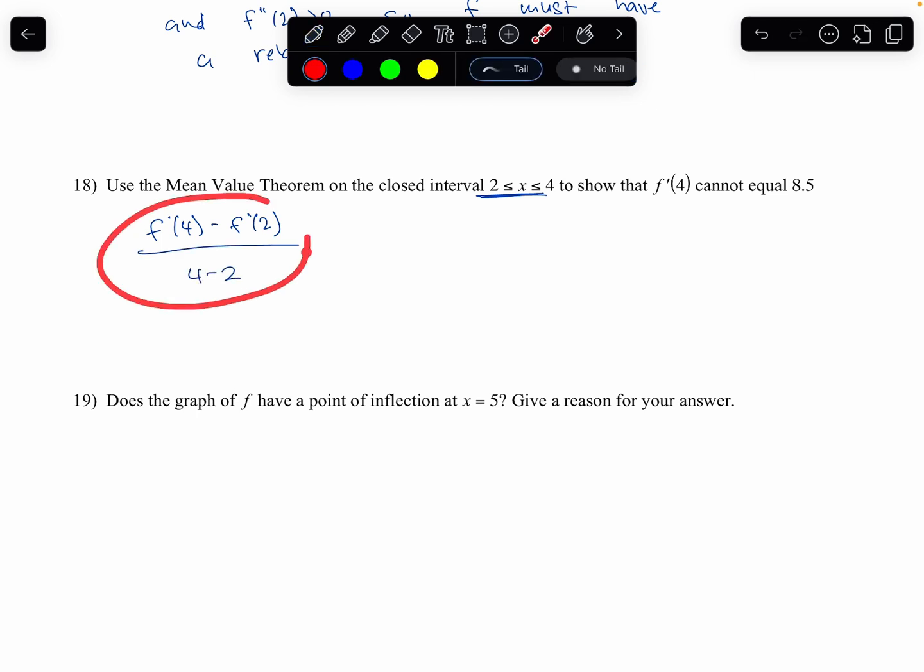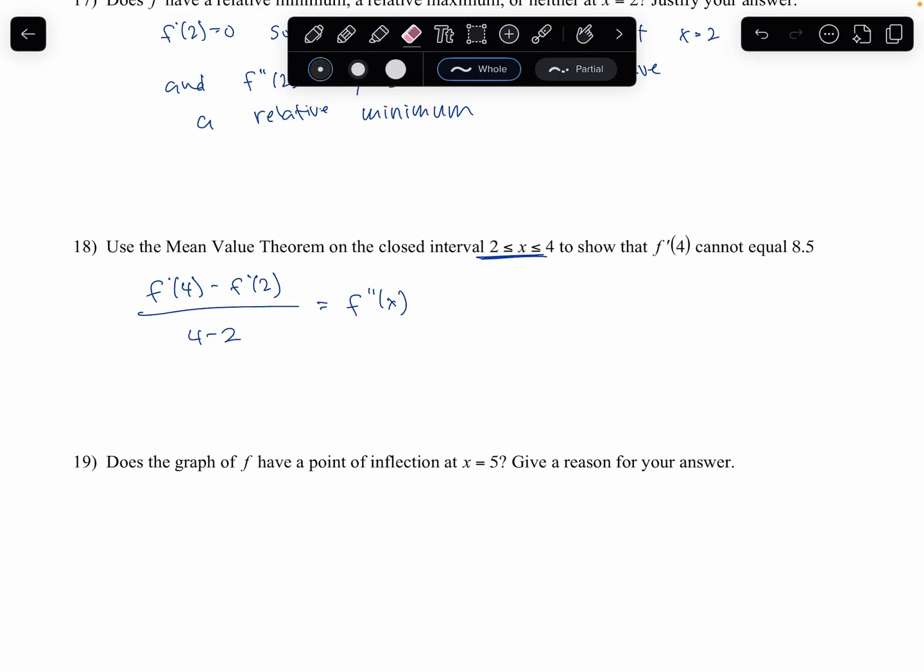So here is the formula for the average rate of change on the graph of f prime. And at some point, if we're using the mean value theorem, this must equal f double prime of x. So the mean value theorem says that the average rate of change will equal the instantaneous rate of change. But we're trying to prove that f prime of 4 cannot equal 8.5. Okay, but what we do know about this right here, I'm also just going to erase this.